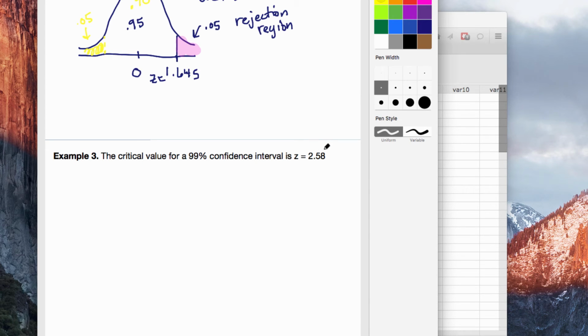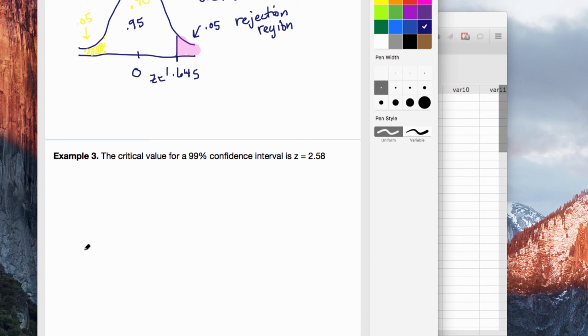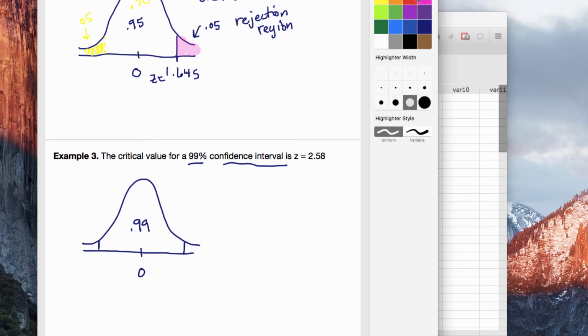And I've already calculated it, it's 2.58. So let's draw a picture of what this means. We have our normal model, mean of 0, 99% confidence interval. That means I'm going to be putting 99% area in the middle, so 0.99. So if I shade that, here's my 99%.